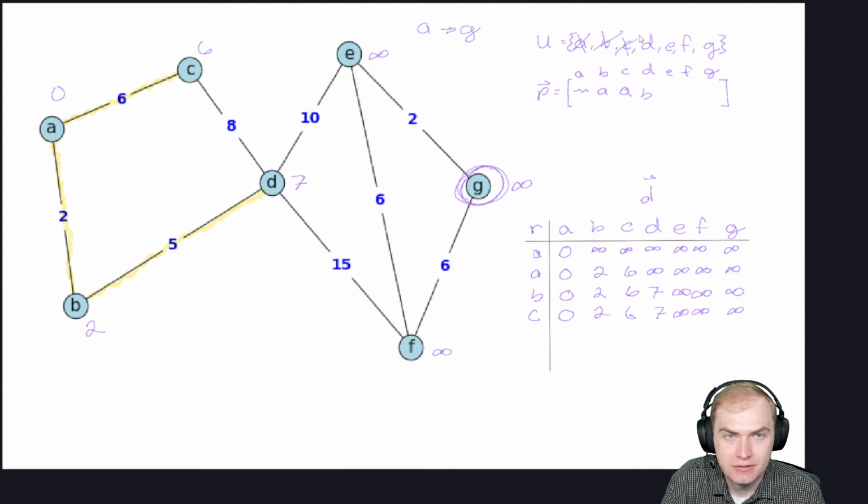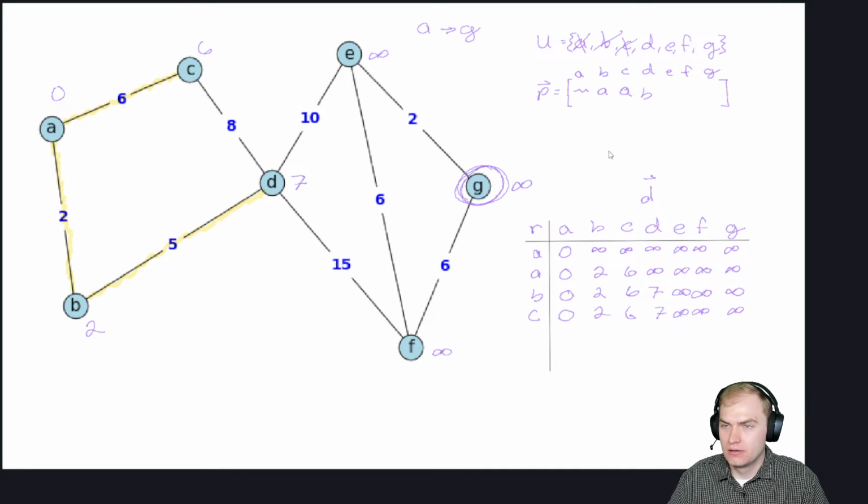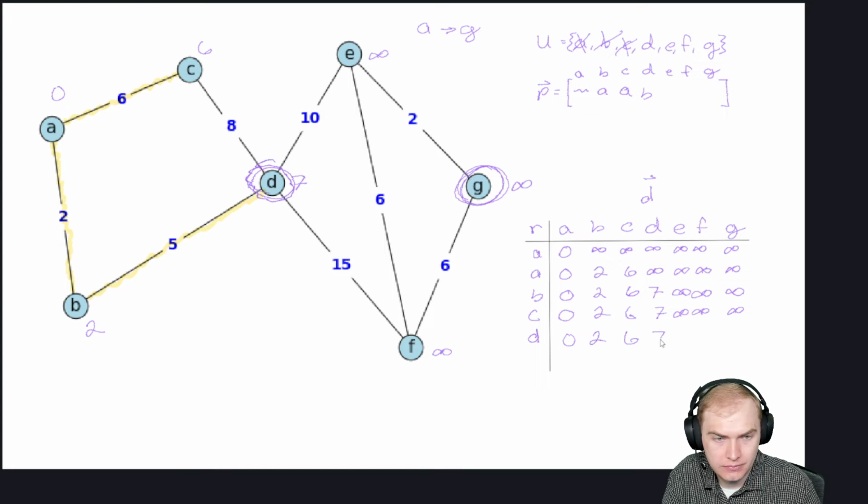So we did also visit C. I should mention that. So we mark it out. Now D is the only unvisited vertex that has a finite tentative distance. So D is our new current. It's adjacent to E. So 7 plus 10 is 17, which is less than infinity. So we update that. D is the prior of E.